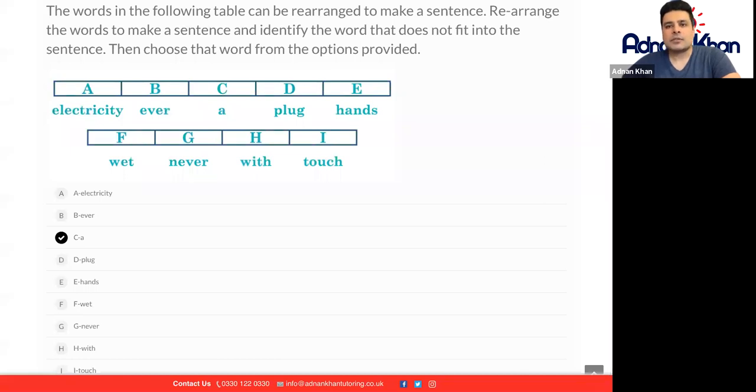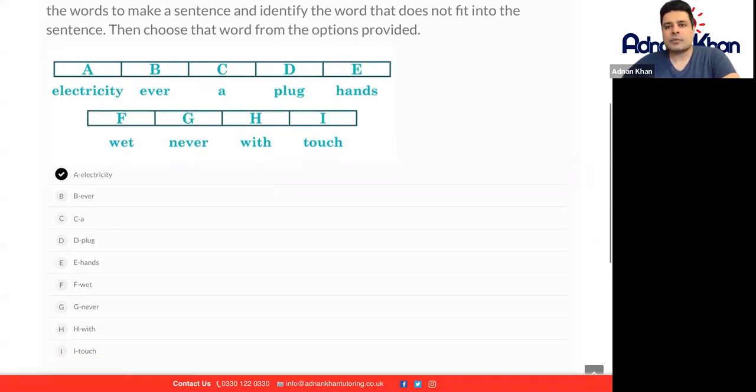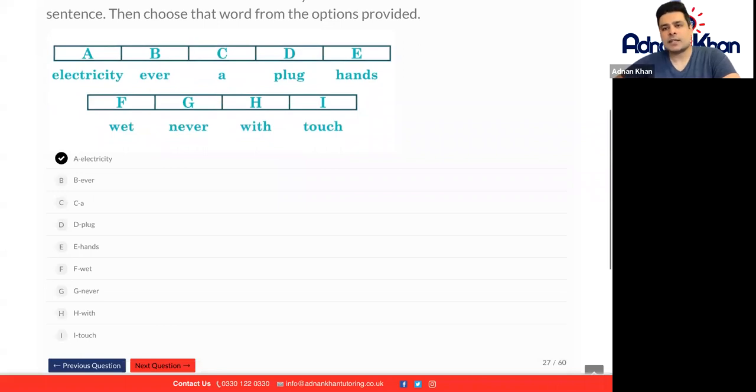Okay, so this is question number 4 within shuffle sentences. So let's have a look and investigate this particular sentence. I would say: never ever touch a plug with wet hands. Never ever touch a plug with wet hands. That means in this case, A is our answer that doesn't fit within the context of the sentence.